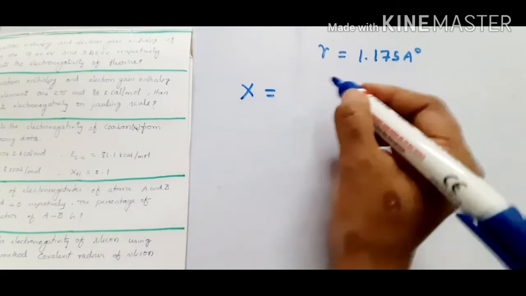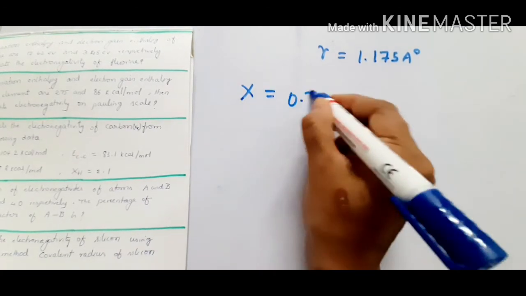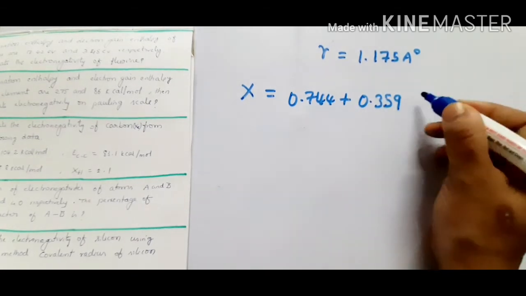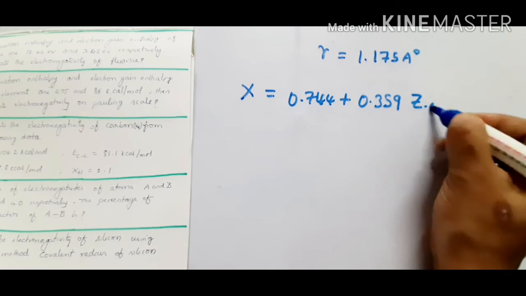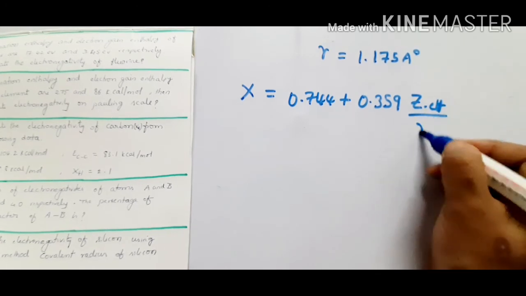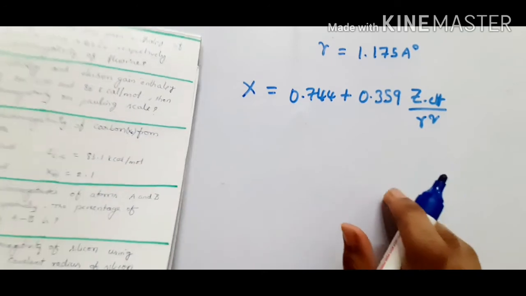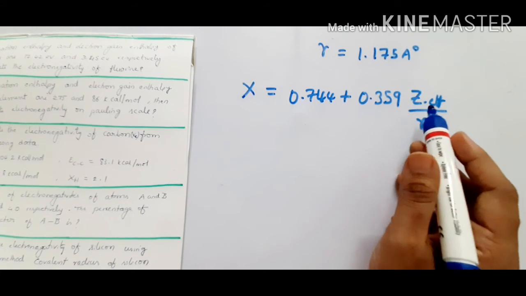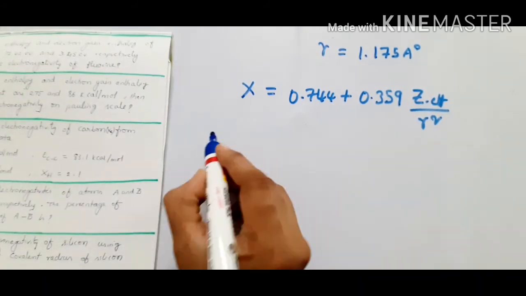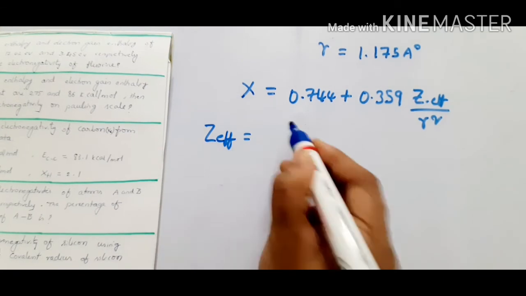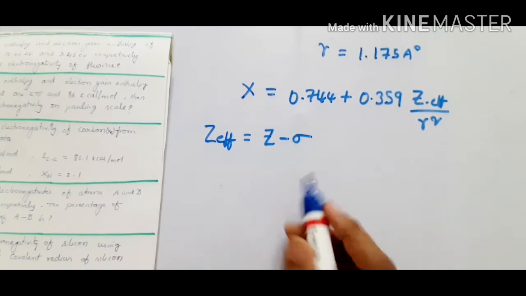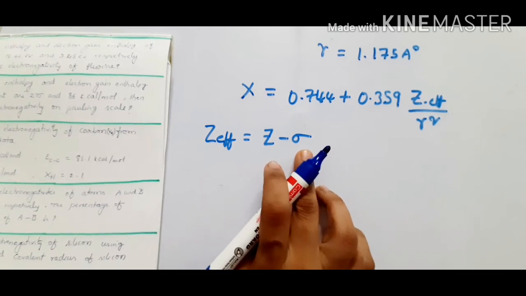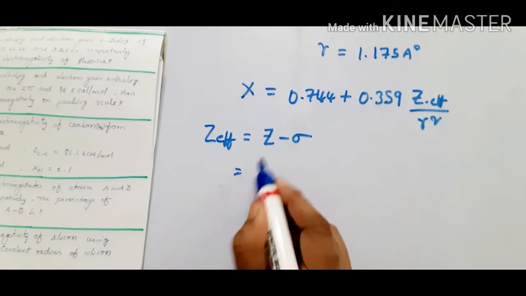What is the formula here? X, electronegativity, equal to 0.744 plus 0.359 into Z effective, the effective nuclear charge, by r square. This is the formula, right? So you have r here, but you have to calculate the effective nuclear charge. So how can this be calculated? Z effective equal to Z minus sigma.